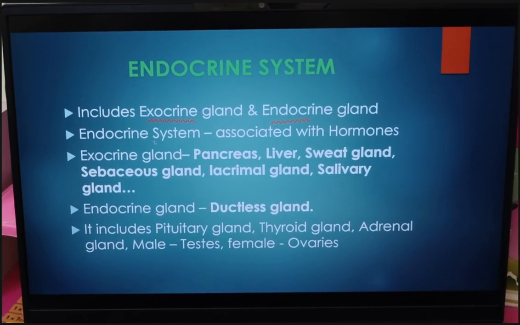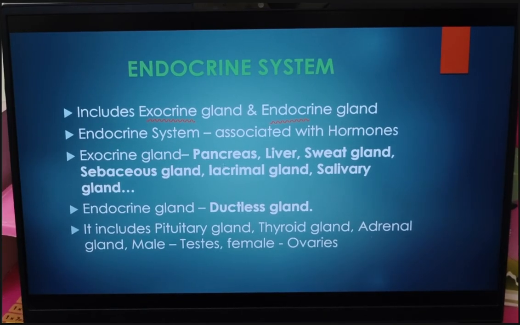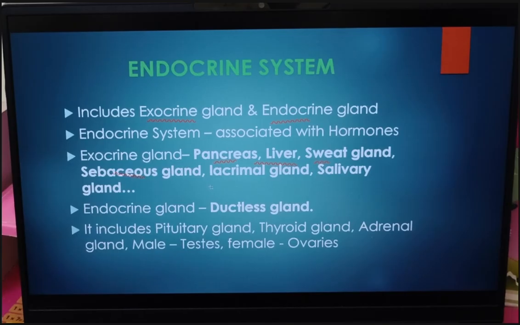Just imagine a water bottle filled with water. You can compare this with an exocrine gland. Why? Because an exocrine gland will have a specific duct to carry its secretions. Say that water bottle is your gland and the water is the secretion. You can locate examples like the pancreas, liver, sweat gland, sebaceous gland, lacrimal gland, salivary gland, etc. These are glands which have a duct to carry their secretion.